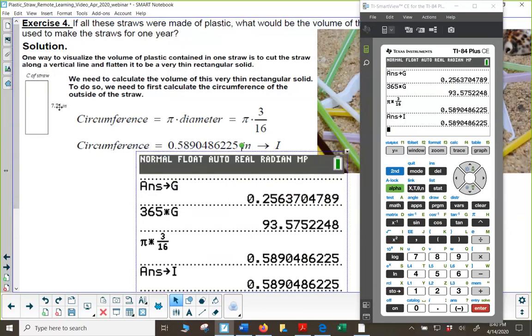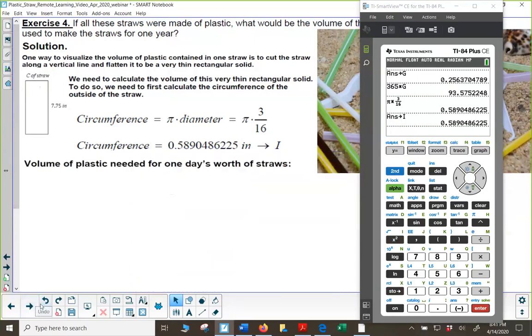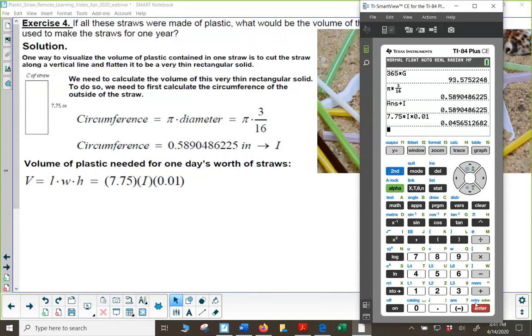So to find the volume, it's going to be length times width times height. And that's what I think is done in the next slide here. This is the volume of 1 day's worth of straws. So this is one straw. So I'm going to have to multiply 7.75 times what I stored in alpha I times the height, which is 0.01 inch. Inch times inch times inch, I say cubic inches. And so that's the volume of one straw. I'll store that into the next letter in case I need it somewhere. And that would be letter J.